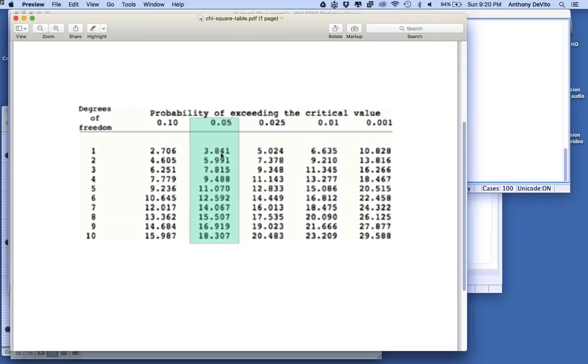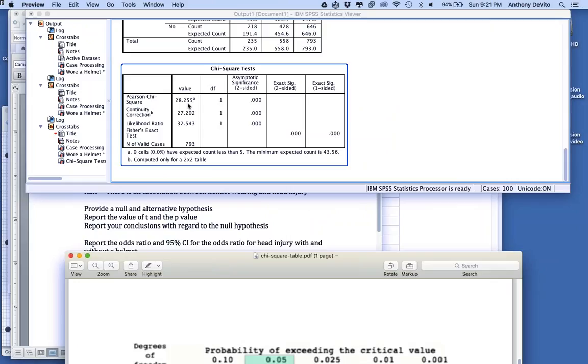So as long as we exceed that critical value, we can reject our null hypothesis. We know our probability of being wrong if we reject our null hypothesis, or of getting that bigger chi-square by chance, is less than 0.05. We don't necessarily know from just this one column how much less, but we know it's different enough that we can reject the null hypothesis. So in this case, since it's 28.23, we can reject the null hypothesis.